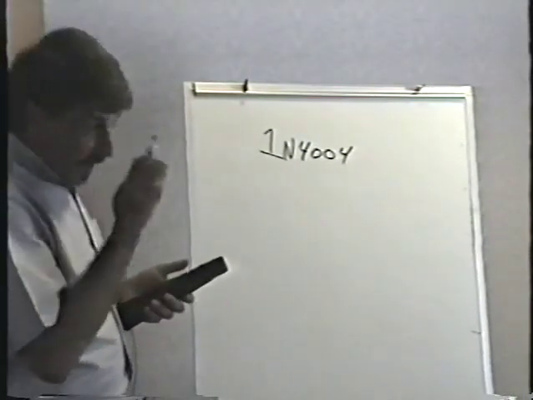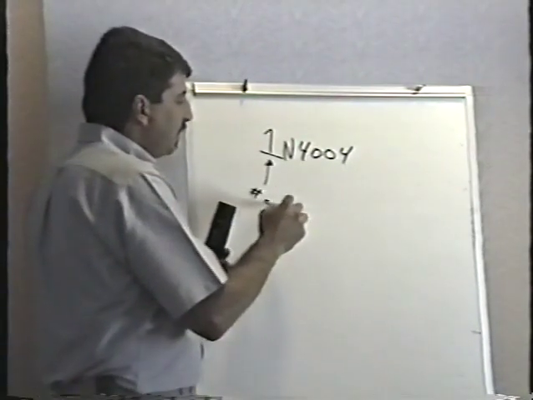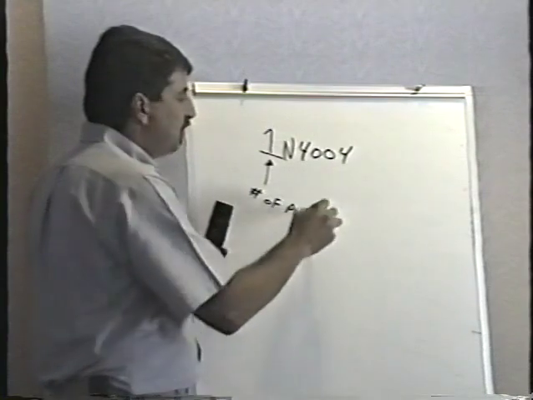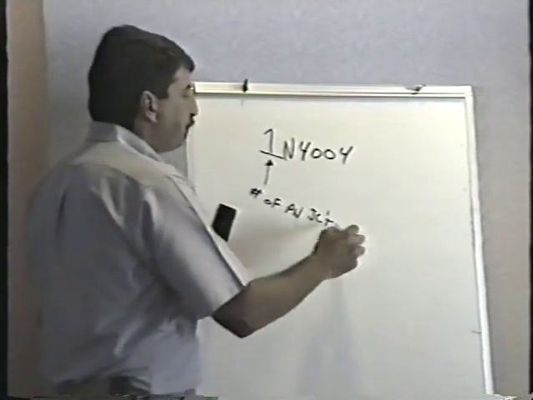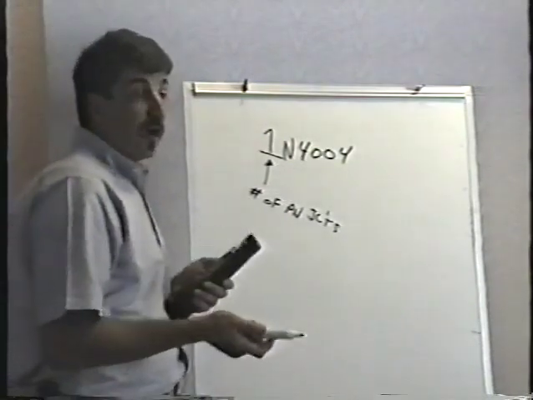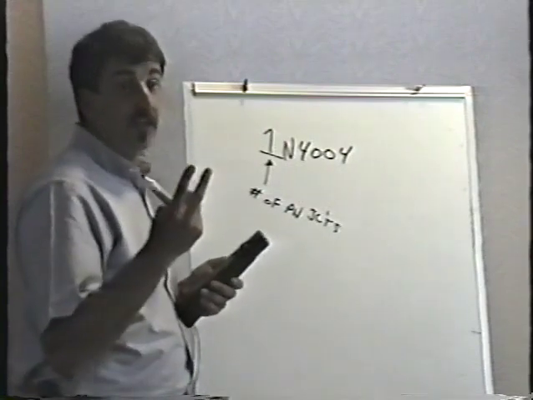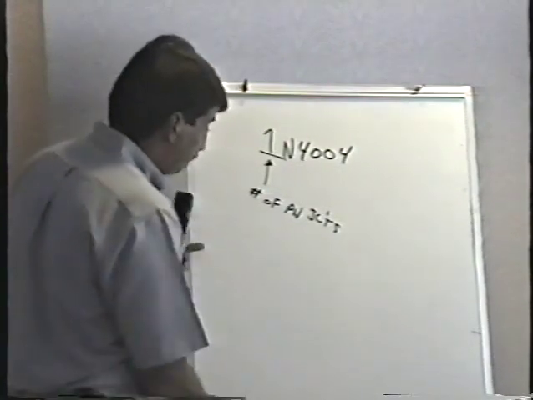Very common part. The 1, by the way, the first number 1, happens to indicate, you don't have to know this, the number of PN junctions in the device. The number of PN junctions. You'll see the diodes start with the number 1. Later on, we'll look at transistors. They have 2 PN junctions. They start with the number 2 very often.